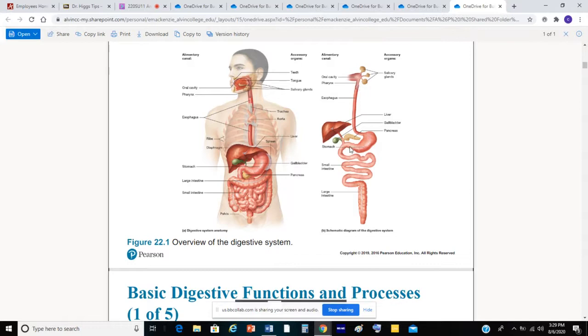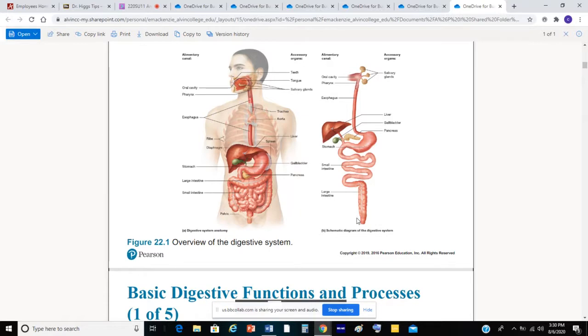Keep going. You have a sphincter between the stomach and the first part of your small intestines called the duodenum. The sphincter between the stomach and the duodenum is called the pyloric sphincter. Pyloric sphincter. Keep going. You have a sphincter between the last part of your small intestines called the ileum and the first part of your colon called the cecum. It's called the ileocecal valve or the ileocecal sphincter. It's between the ileum and the cecum.